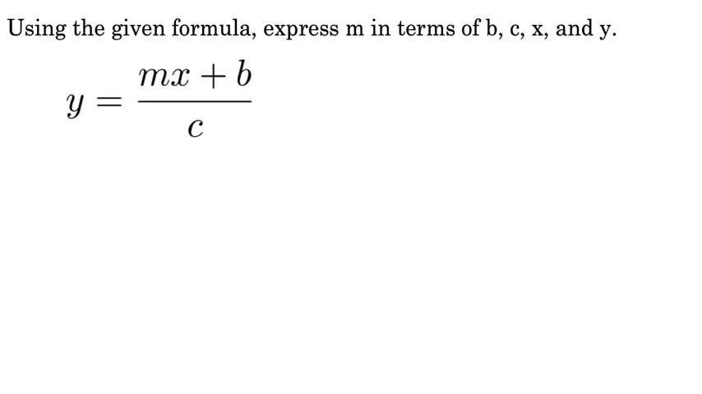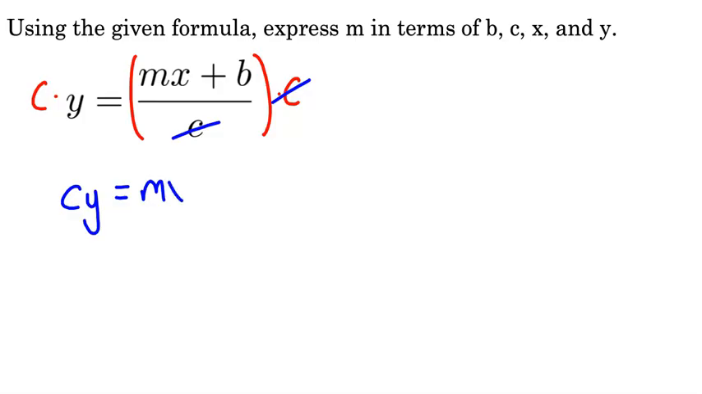Using the given formula, express m in terms of b, c, x, and y. So the formula they gave us is y equals mx plus b all divided by c. So first step here, multiply both sides by c. The c in the denominator will cancel with the c we're multiplying by, so we get cy equals mx plus b. Now let's just remind ourselves we are solving for m here. So then we can subtract b from both sides of the equation.